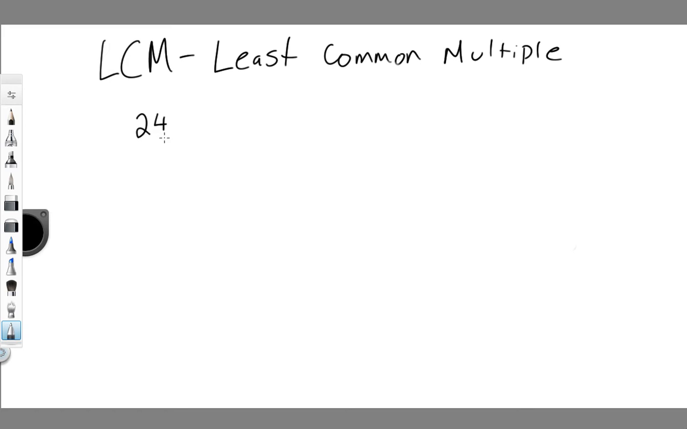24 and 36 and maybe, let me see, let's go 48, I guess. So 3 numbers that we're going to do the LCM for. So 24, we'll start, let me write my primes over again over here.